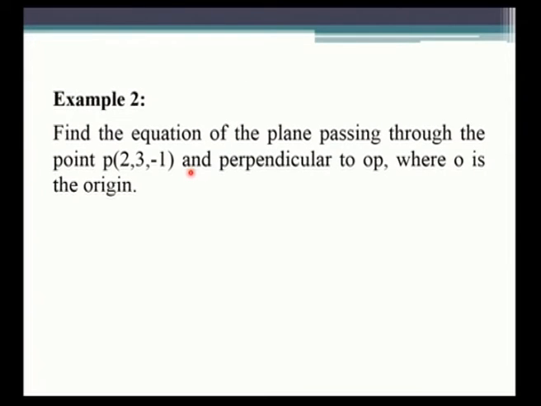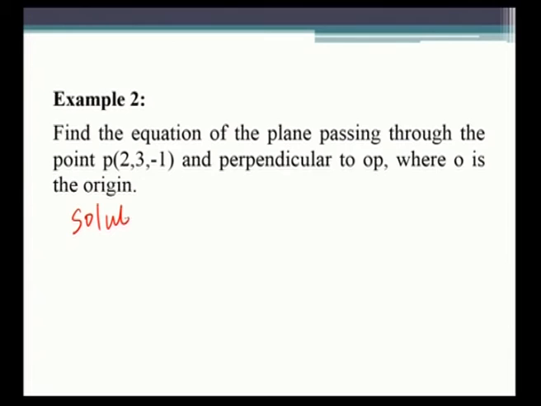Example 2. In this example, it is asked to find the equation of the plane passing through the point P. Coordinates of the point P are (2, 3, -1), and the plane is perpendicular to OP, where O is the origin. So, here a point form is given. We need to find the solution of this problem. The solution can be obtained like this.